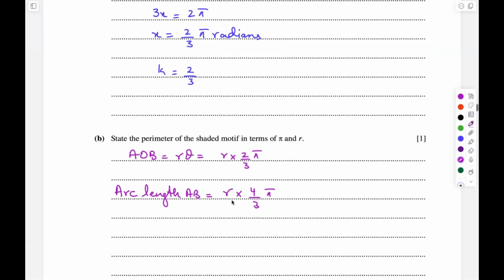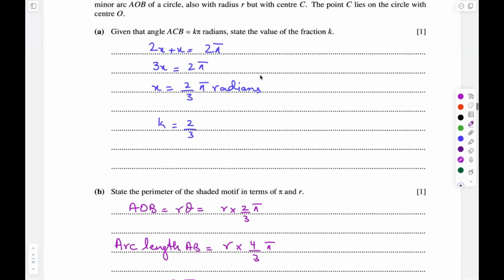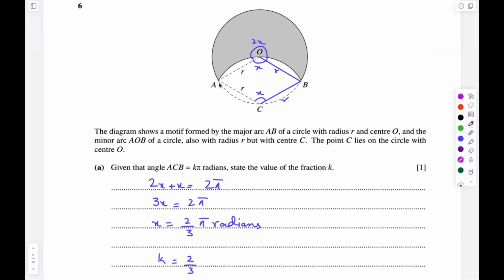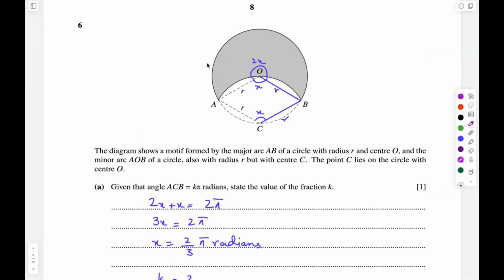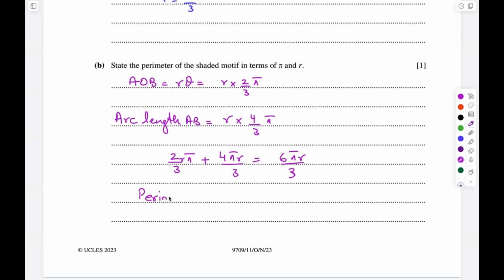Now, once we have these two lengths, we can add them up. The first length is 2 pi r upon 3, which is the length of the smaller sector AOB, and the length of the major arc AB with center O is equal to 4 pi r upon 3. So this will become 2 pi r upon 3 plus 4 pi r upon 3. This will become 6 pi r upon 3, which we can simplify and write as 2 pi r. So the perimeter of the shaded region is equal to 2 pi r.